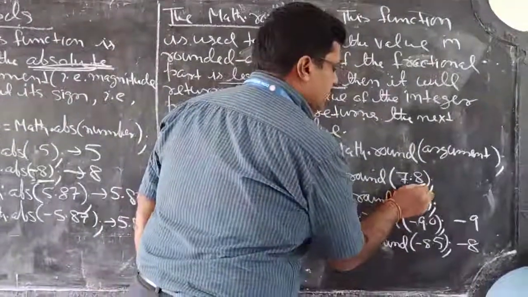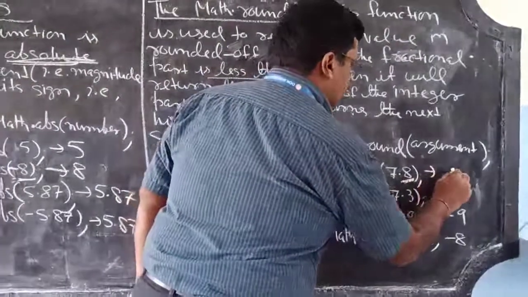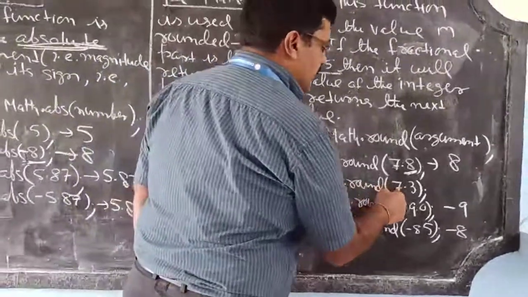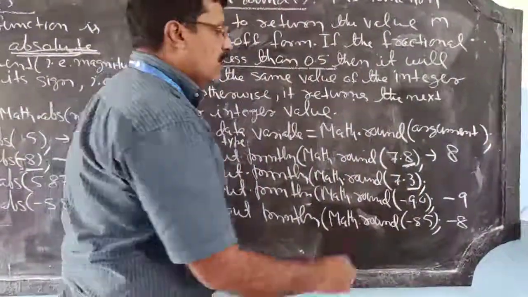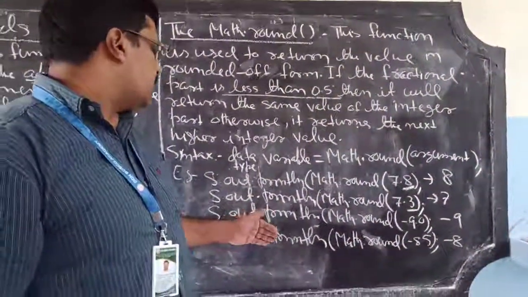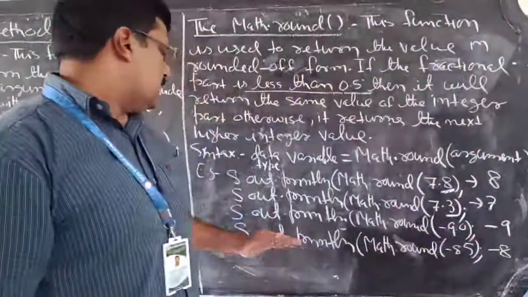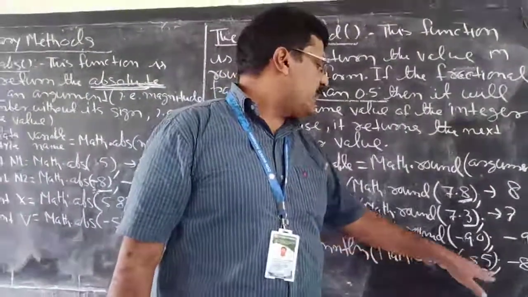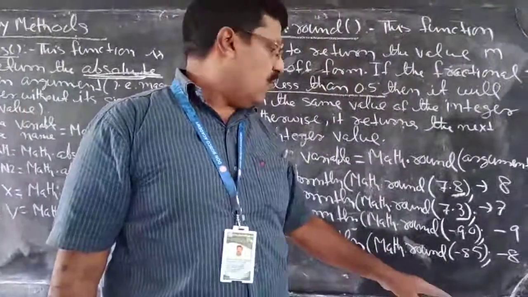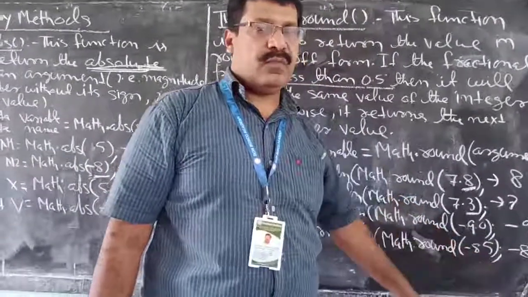You see, its tenth place after the decimal is above 5. If it is above 5, the output will be 8. Like System.out.println math.round 7.3. It is less than 0.5, so this will be only 7. For a negative number, System.out.println math.round minus 9.0, it will be minus 9. System.out.println math.round minus 8.5. What is smaller than minus 8.5? What is bigger than minus 8.5? That is minus 8. So minus 8 is printed.